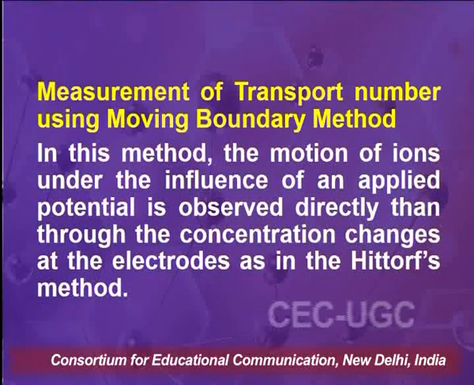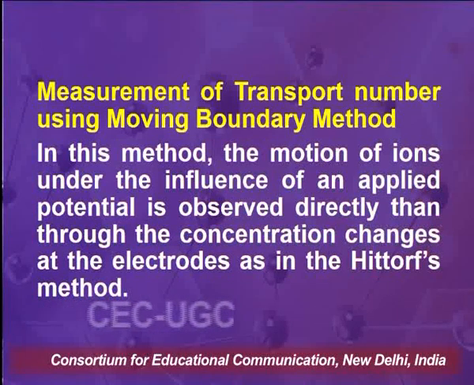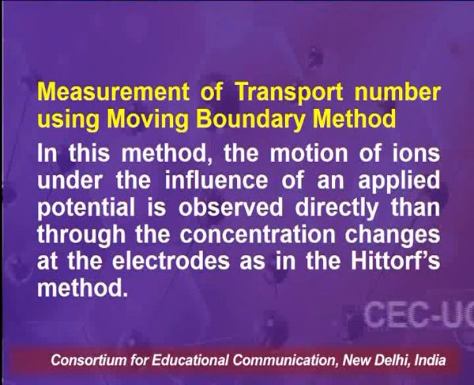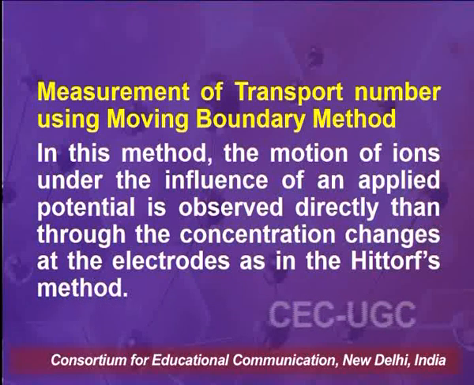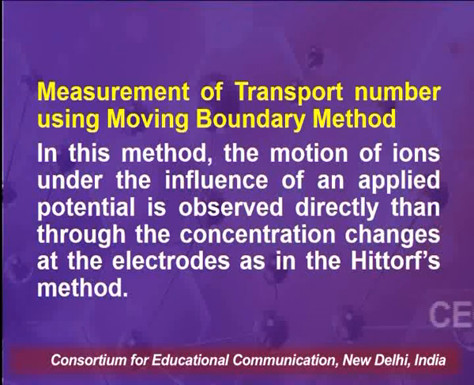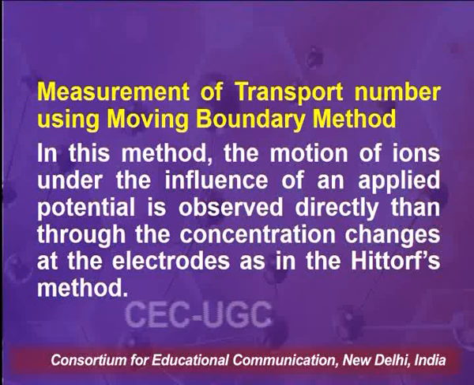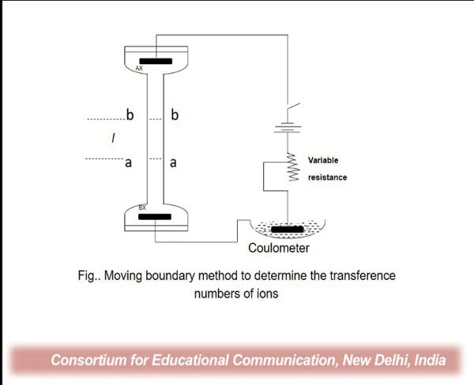There is another method which can be used to determine the transport number of ions, which is using the moving boundary method. In this method, the motion of ions under the influence of an applied potential is observed directly rather than through the concentration changes at the electrodes as in the Hittorf's method. We can see the figure of moving boundary method to determine the transport number of ions.